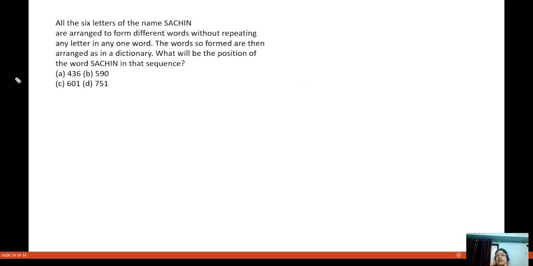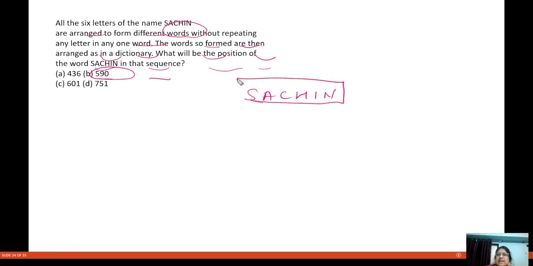See what I am doing here. It is asking me: all the 6 letters of the name Sachin are arranged to form different words without repeating any letter in one word. The words so formed are then arranged in a dictionary. What will be the position of the word Sachin in that sequence? So you have Sachin, with 1, 2, 3, 4, 5 letters besides S.